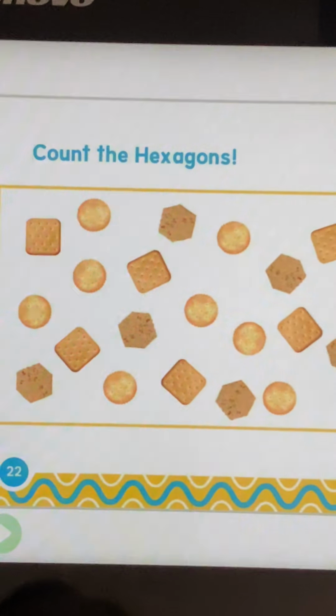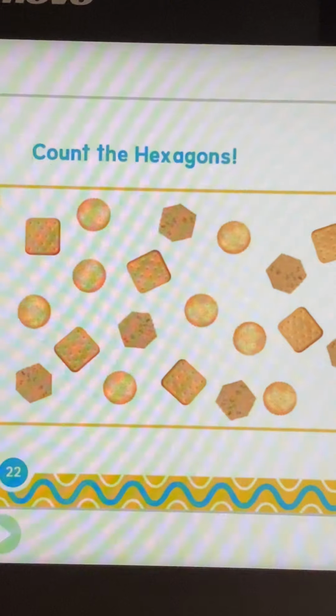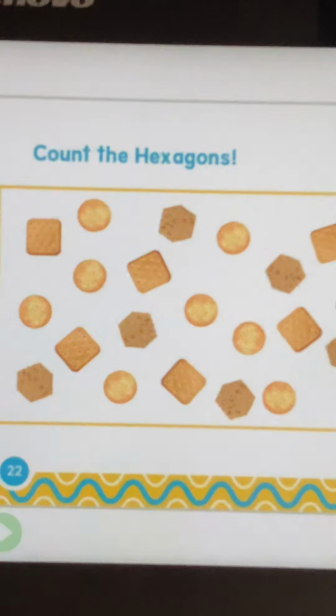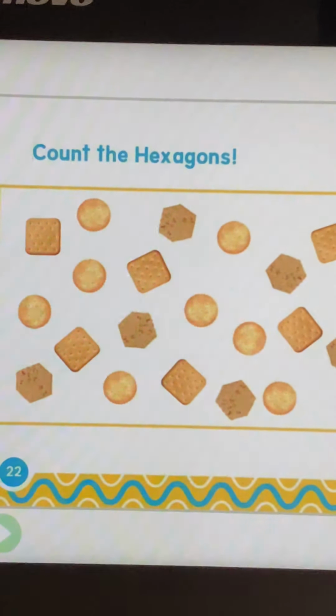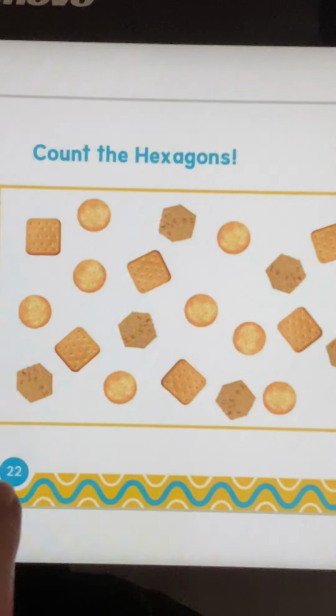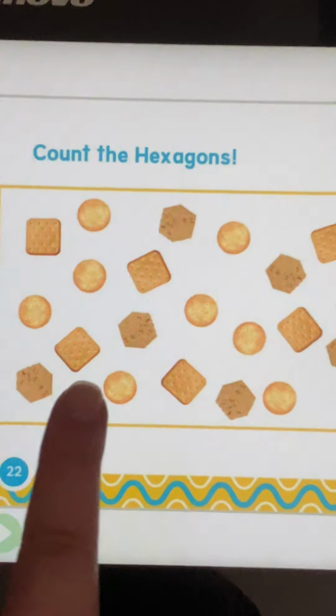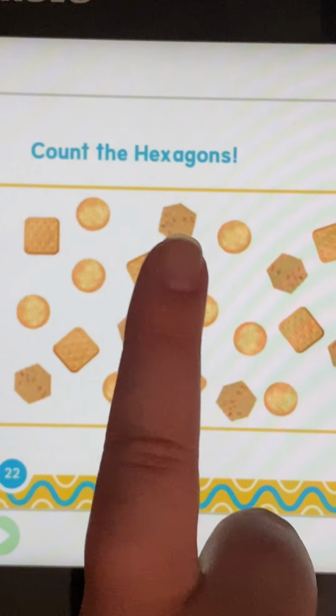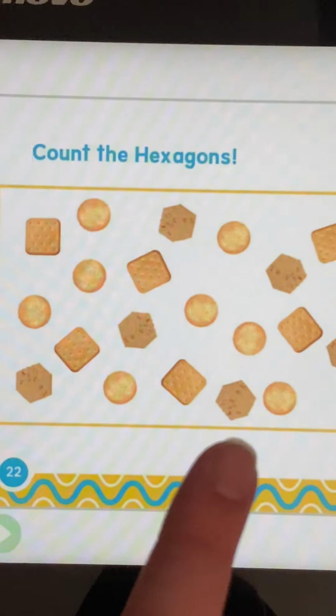I see 5. I want to see how many you can find. Did you find 5? Let's see. I see 1 here. Then I see 2, 3, 4, and 5.